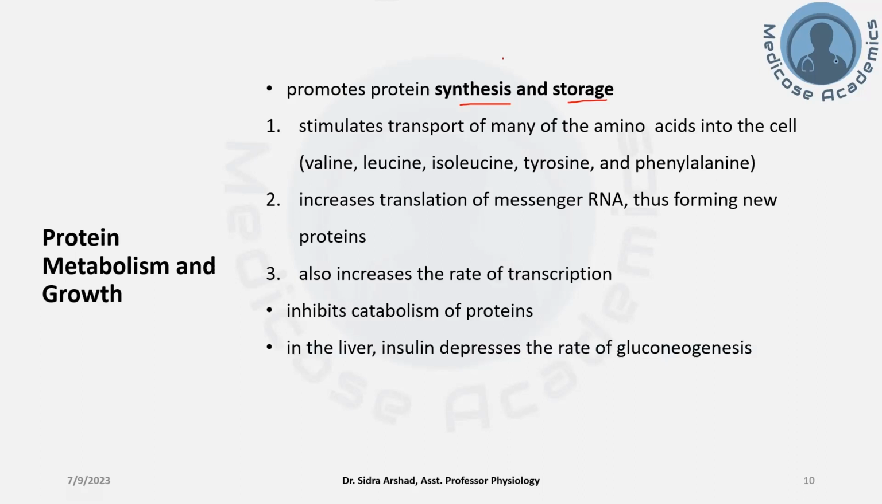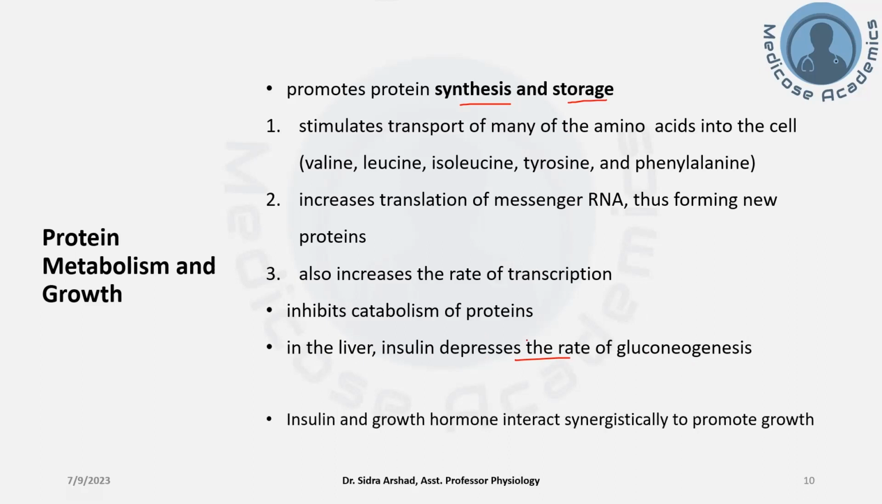In the liver, insulin depresses the rate of gluconeogenesis. Insulin prevents the use of amino acids to synthesize new glucose, or gluconeogenesis. It depresses the rate of gluconeogenesis. So the amino acids are not being used for gluconeogenesis. They are instead being used in the formation of proteins.